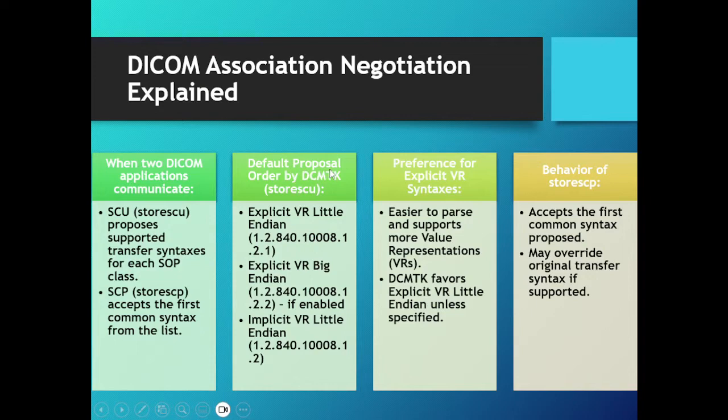The default proposal by the DCMTK storescu is to send the DICOM. It proposes explicit VR Little Endian first, if we don't specify otherwise. This is the default. And then it will propose the explicit VR Big Endian, but this may not even be supported. This depends on your machine configuration. So basically, it will propose explicit VR prior to implicit VR.